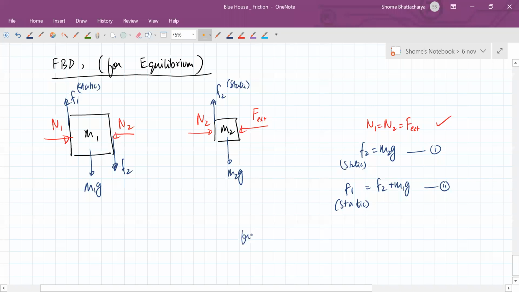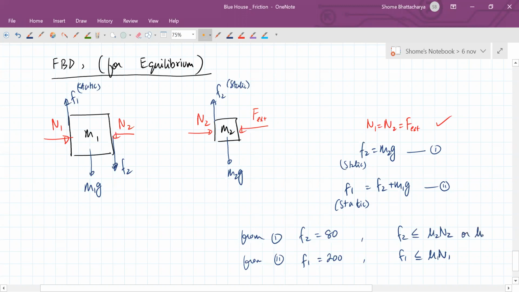So we can see that from equation 1, F2, which is a static friction, needs to be equal to 80 newtons, and from equation 2, F1 needs to be 80 plus 120, so 200 newtons. Okay. Now F2 is less than or equal to mu2 into N2, and F1 is less than or equal to mu1 into N1. That is the same thing as mu2 into F external. Or this is the same thing as mu1 into F external.